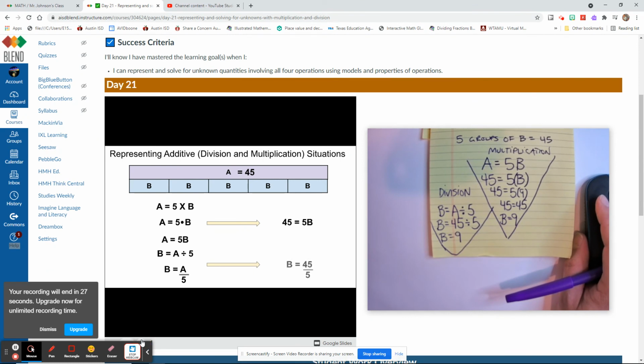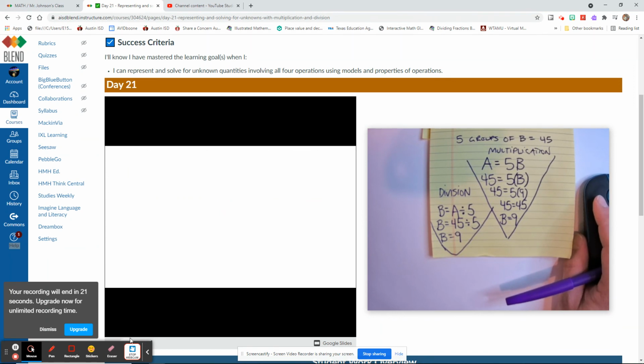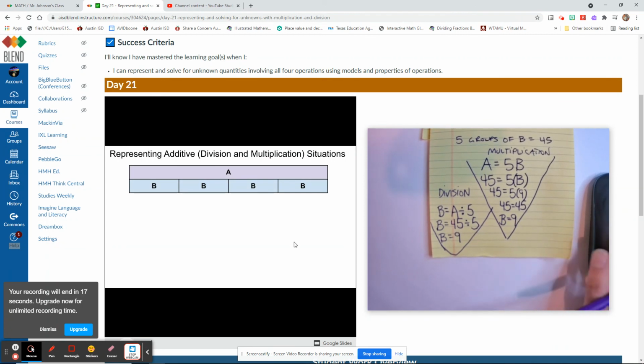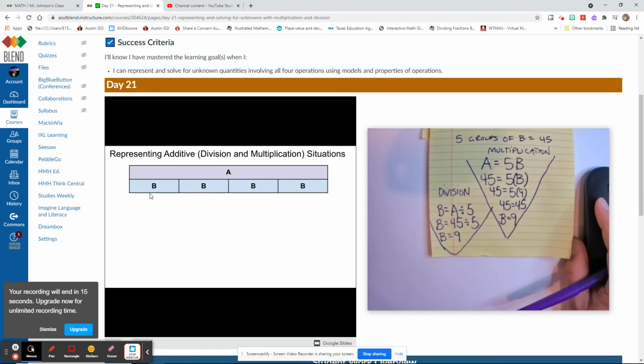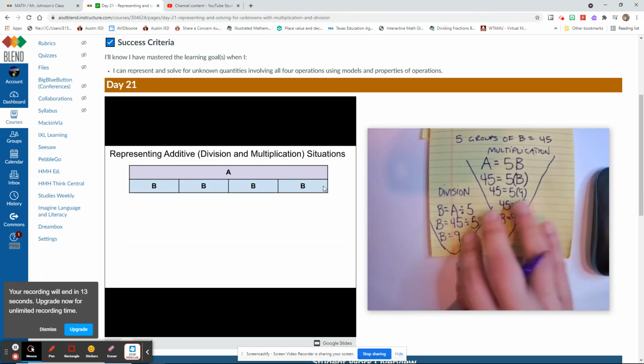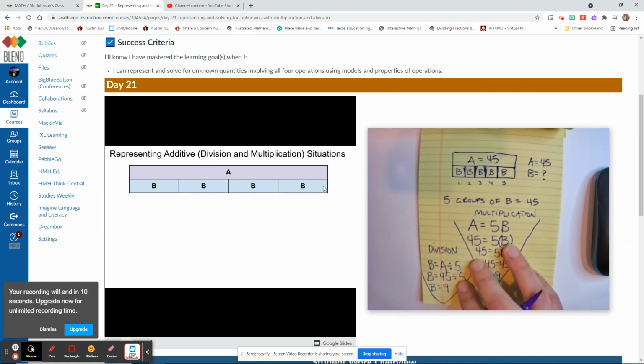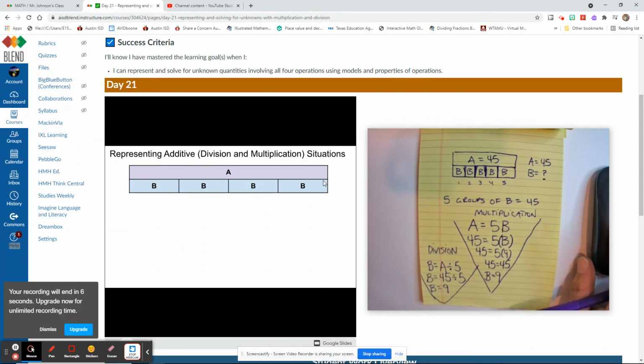So let's take a look at the next example. All right, so this time we have A, and we have 4 groups instead of 5. So 4 groups of B equals A. I want you to try and make an equation for that, and then come back to the next video and check out if we get the same one.